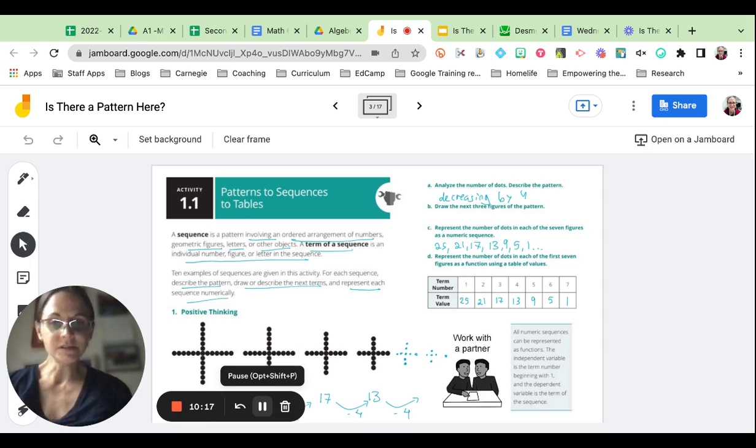All numeric sequences can be represented as functions. The independent variable is the term number. So we've been talking about independent and dependent. This is the independent variable. And this is the dependent variable. And the reason they're always functions is because the term number doesn't repeat.